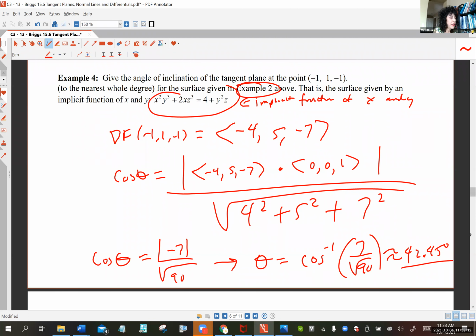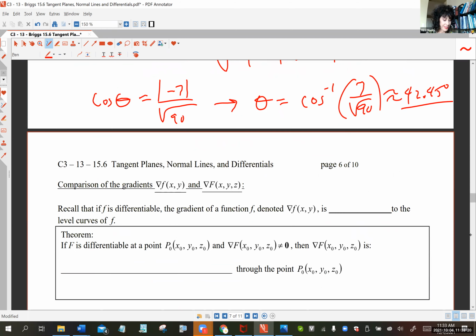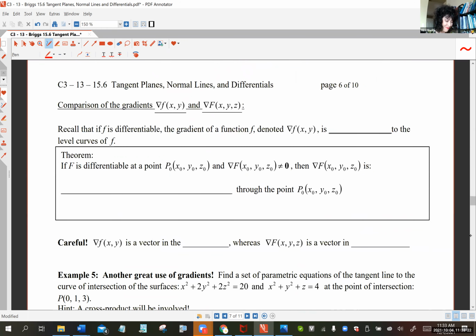Okay, new topic. And we'll do one more example. Okay, and then we'll save differentials till later. So I'm going to talk about little del F and big del F again.